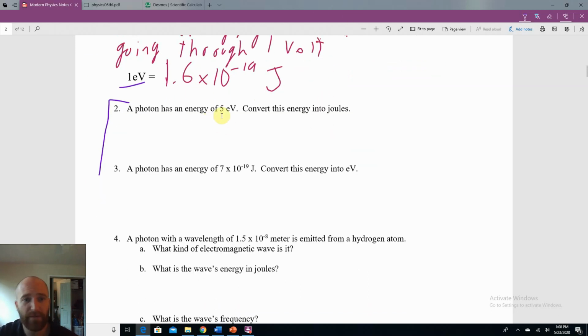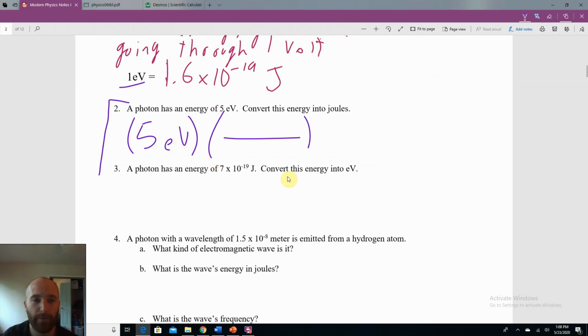Alright, a photon has an energy of 5 eV, so we're going to start by writing out our number, and we're going to do some kind of fraction here that's going to leave us with joules. So I want eV to cancel out this time, a little different from before. Since I want electron volts to cancel out, I'm going to put it on the bottom and put joules on top. And we know we did it right because eV on top, eV on bottom, those two cancel out. 1 eV goes with 1.6 times 10 to the negative 19 joules.